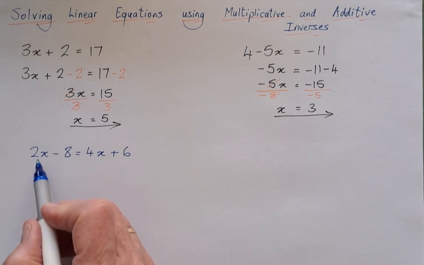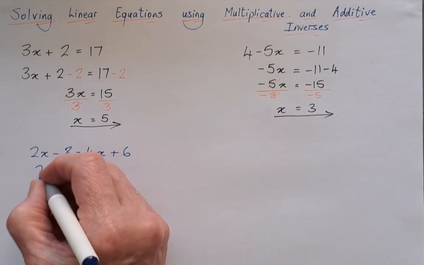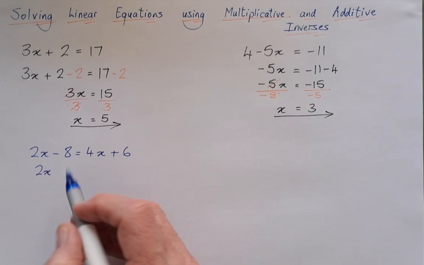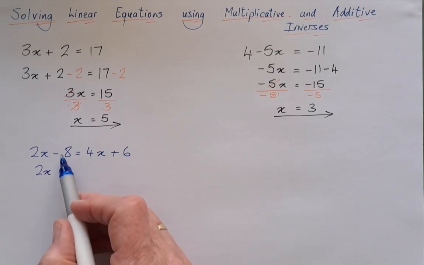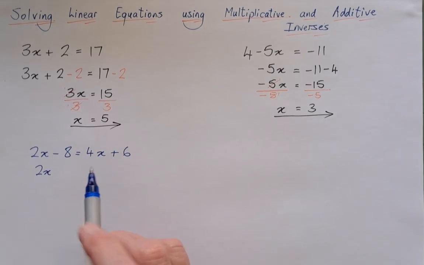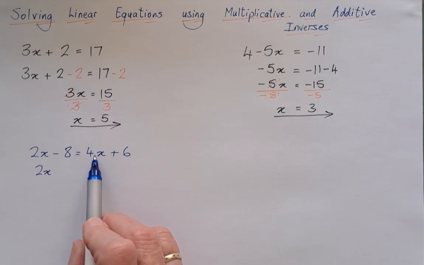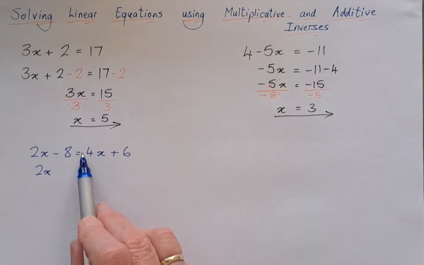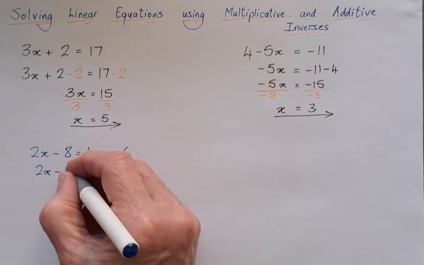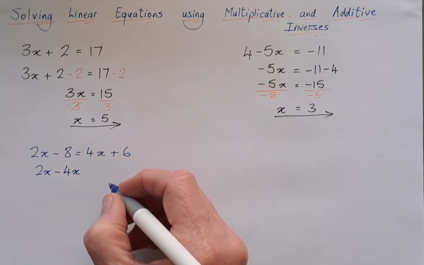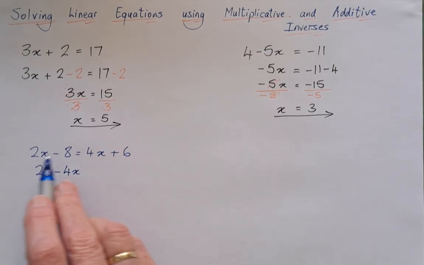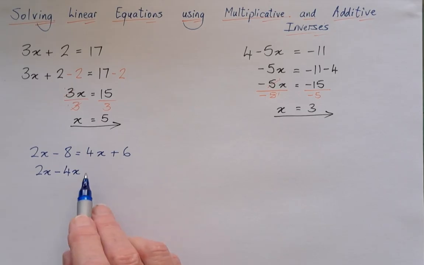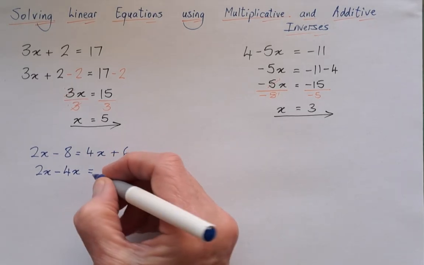So 2x is on the left-hand side, so I'm going to leave it here. -8 is going to move across. I'll do it when I get there. 4x is on the right-hand side, and I need it on the left-hand side. So positive 4x is going to become minus 4x. Have I got any more x's that need to come across? No, that's it. So now I write down my equal sign.